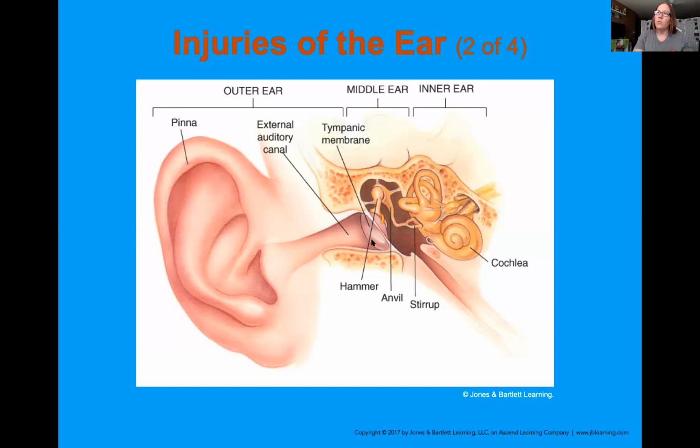This is also where they put tubes. They'll surgically implant tubes into kids' ears to allow the fluid to drain out if they're getting infections a lot. Our center of balance is in our ears. So that's something to think about too.